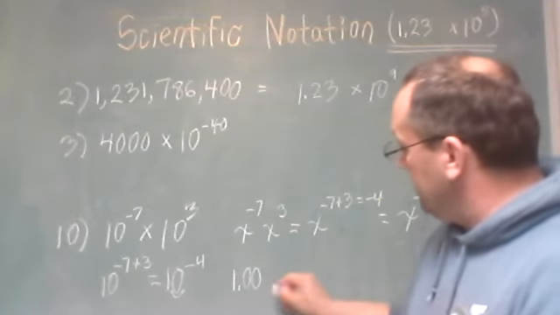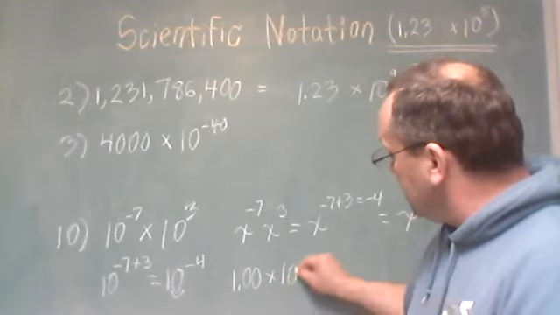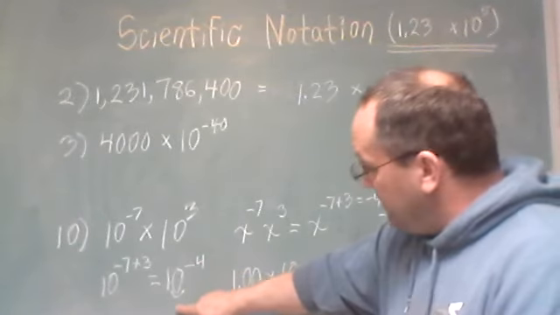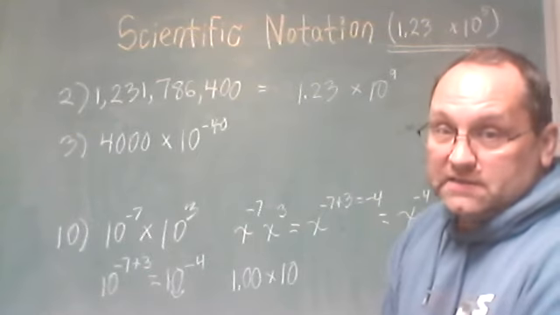So we get 1.00 times 10 to the what power? Well, we have moved the decimal place over one slot, okay?